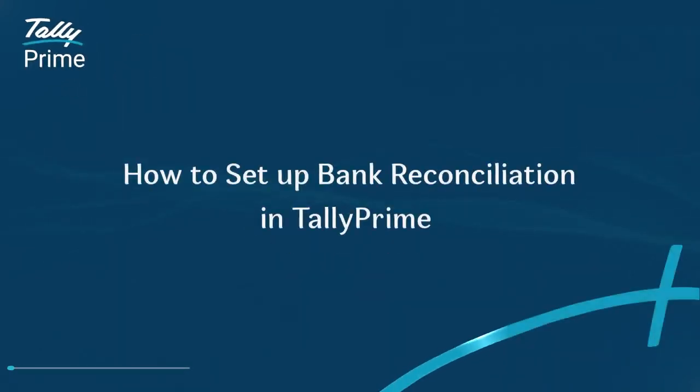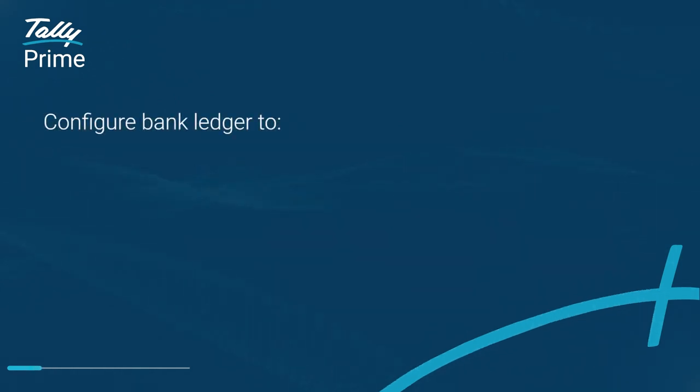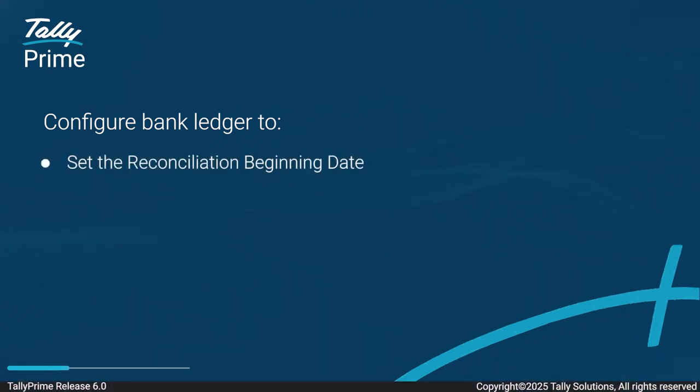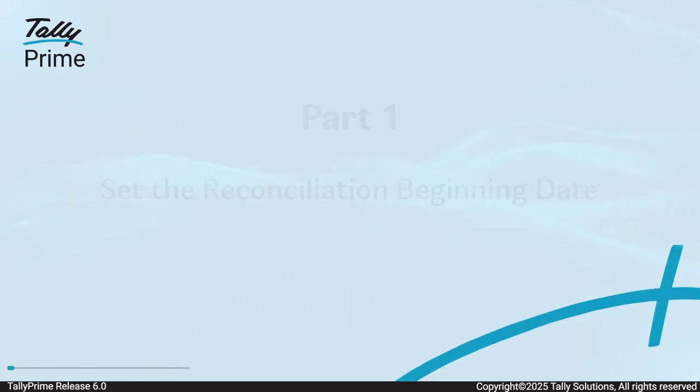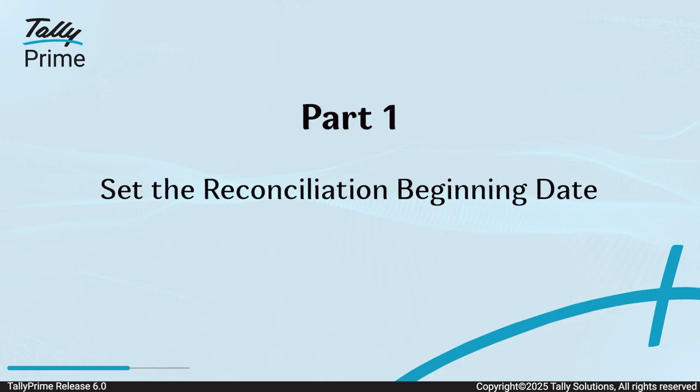This video will teach you how to set up bank reconciliation in Tally Prime. If you are doing reconciliation for the first time, configure your bank ledger with the reconciliation beginning date and opening BRS before reconciling. The default reconciliation beginning date is the first day of the current financial year, but you can change it to your preferred date. Transactions that remain unreconciled before the reconciliation beginning date will not be included in the bank reconciliation reports until you add them. Let's see how you can set the reconciliation beginning date.